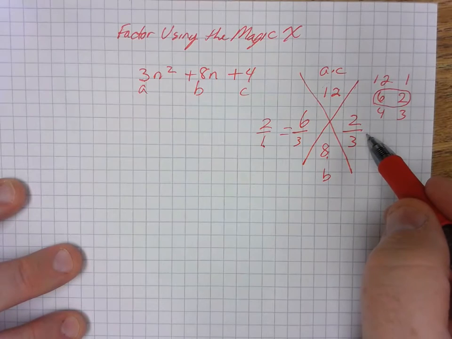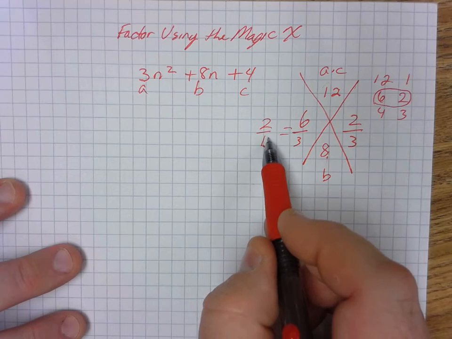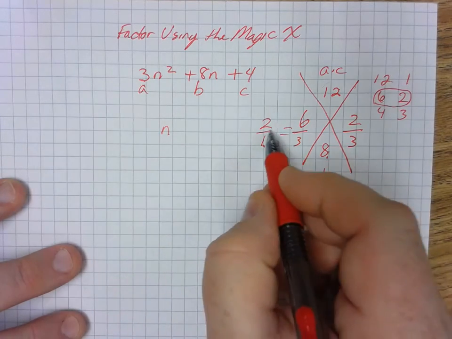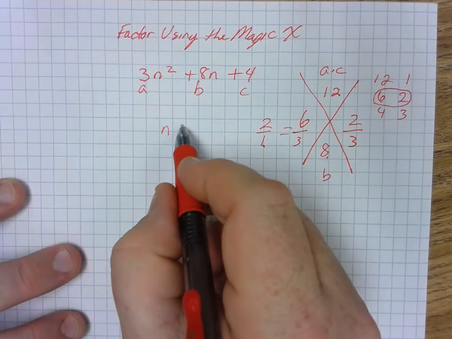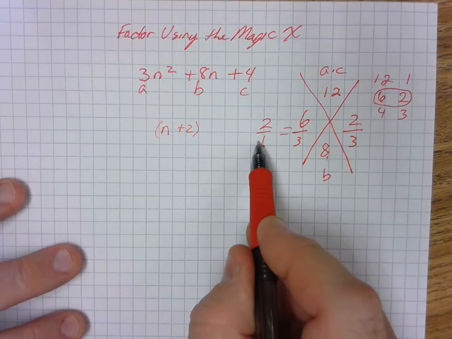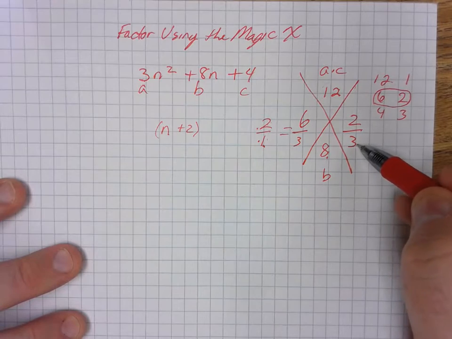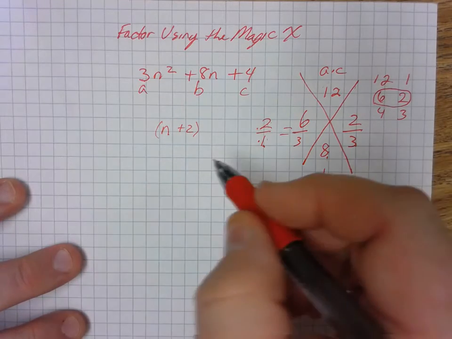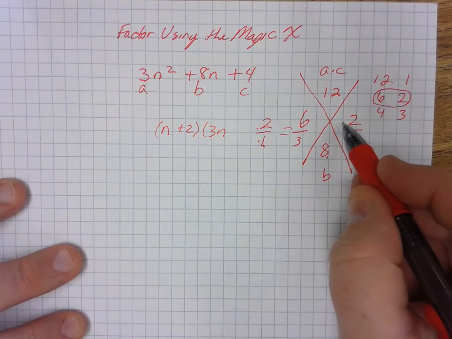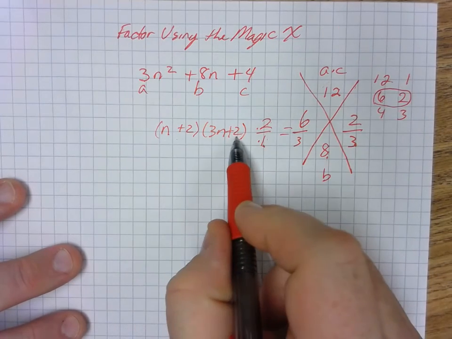This is already simplified. Now to make this into factor form, we're just going to take the bottom number, which is 1, times the n. So we get 1n. And we have a positive 2, or a plus 2, in the numerator. So there's one of our factors, 1n plus 2. Come back over here and do the same thing. Take the bottom number, which is a 3, times n. So we have 3n. That's a positive 2, so plus 2. And this becomes our factored form.